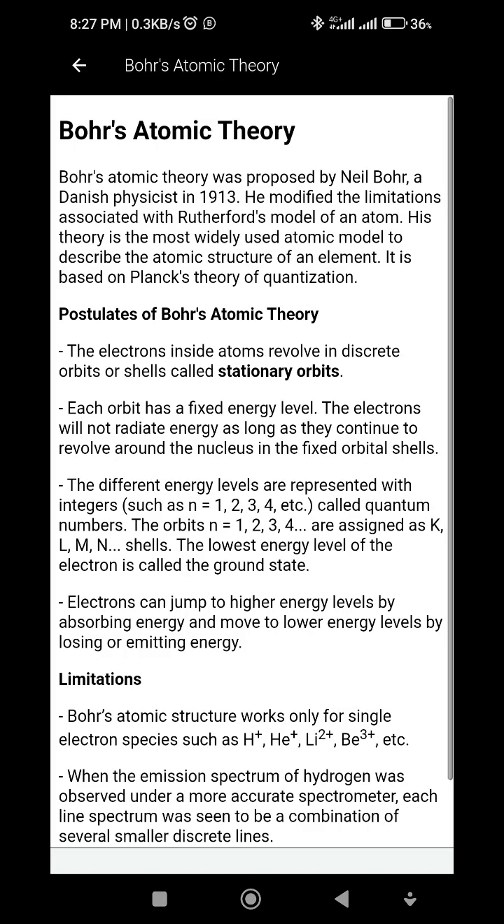Bohr's concept is the one that now goes with what we call the energy level. The energy level is represented with n equals 1, 2, 3 and so on, all positive integers. So they are called the quantum numbers. The orbits are the same number. So when we want to assign them, we assign them based on K, L, M, N. These are called their energy levels.